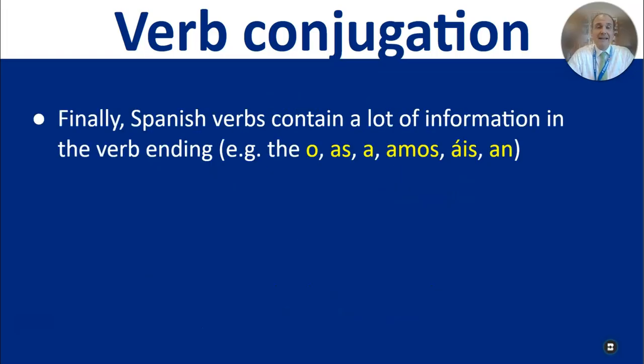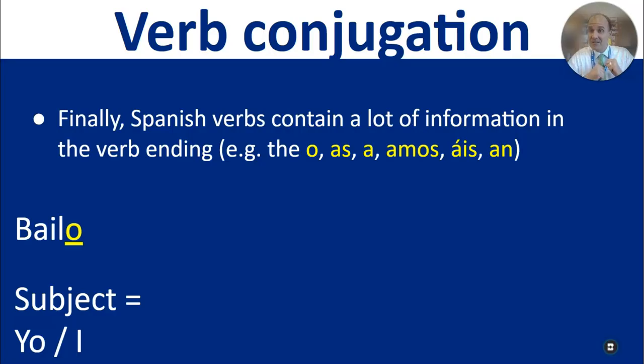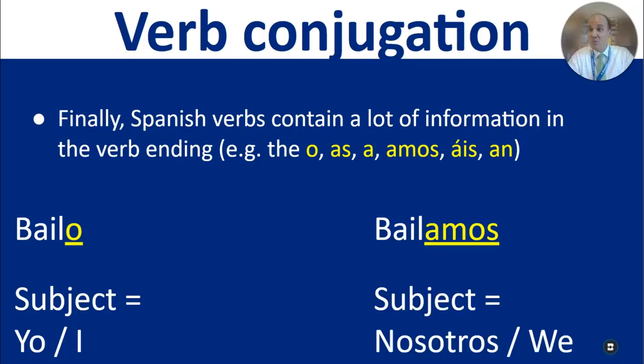Now finally, Spanish verbs contain a lot of information in the verb ending. And what I mean by the verb ending, I mean the o, the as, the a, the amos, the áis, or the an. What really is cool about Spanish is you can look at the verb bailo, which is conjugated, and since you know that o is there, that automatically tells you the subject is I, just because of knowing that the yo form corresponds to the o. Or if you look at bailamos, the A-M-O-S, if that's all you see is bailamos, you know automatically the subject has to be we, nosotros, because that's the ending for the nosotros form.